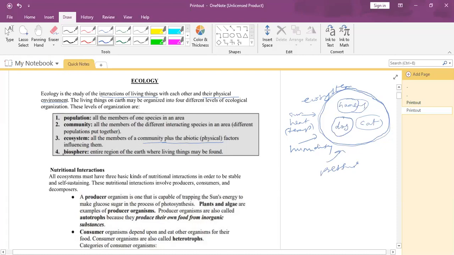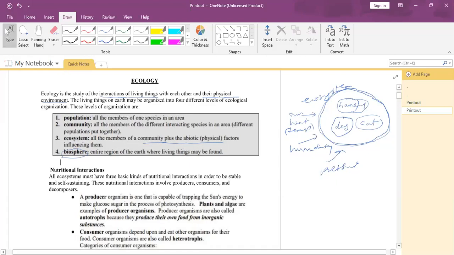Then we say biosphere. Biosphere refers to the entire region of the Earth where living things may be found, right? So wherever I find living things on the surface of the Earth, we refer to that as the biosphere, like biology, living. So those are the four terms that I want you to know when we talk about ecosystem: population, community, ecosystem, and then biosphere, okay.